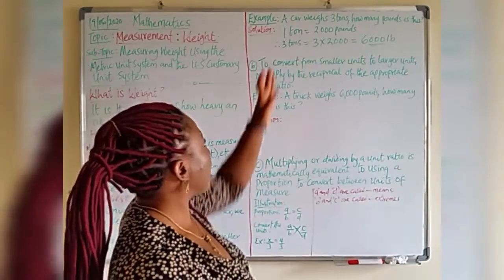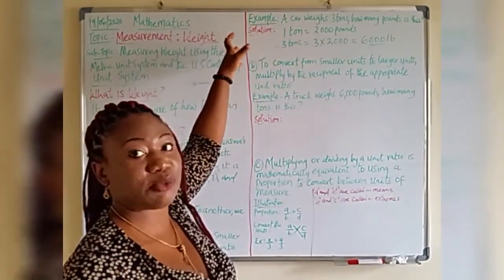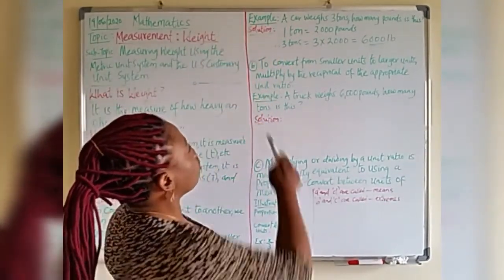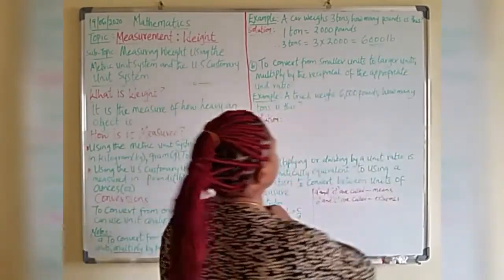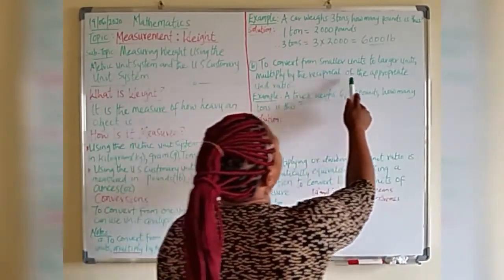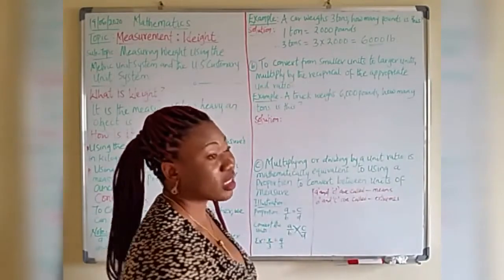Quite easily done. Now, since we've known that, let's move to note B. To convert from smaller units to larger units, multiply by the reciprocal of the appropriate unit ratio.